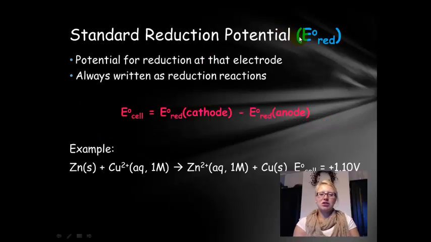So the standard reduction potential, E red, is the potential for reduction at that electrode. It's always written as a reduction reaction, so you never switch from reduction to oxidation, and you'll see what I mean in a second. So to find the standard potential of a cell, you take the reduction potential at the cathode minus the reduction potential at the anode. So here's an example. Zinc solid plus copper ions goes to zinc ions plus copper. The E cell for this reaction is 1.10 volts. So when you hook these two half cells up in a voltaic cell, the voltmeter will read 1.10 volts across that wire.